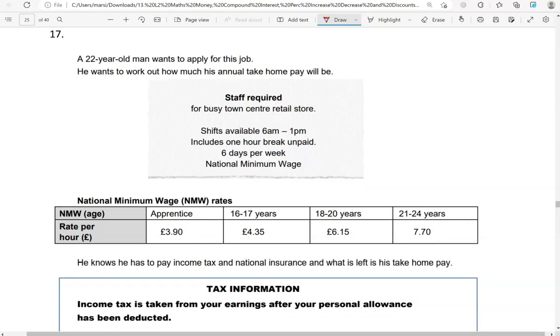A 22-year-old man wants to apply for this job. He wants to work out how much his annual take-home pay will be. Staff required for busy town centre retail store. Shifts available 6 a.m. to 1 p.m. Includes 1 hour break unpaid. 6 days per week. National minimum wage.